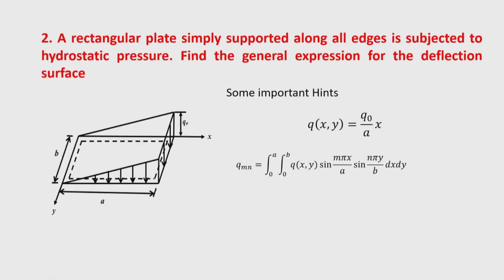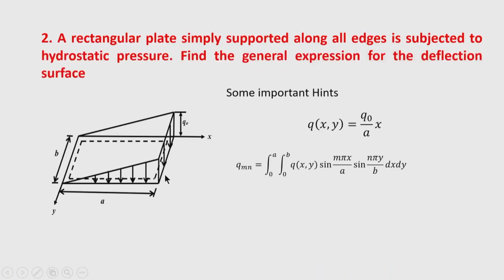Second question is a rectangular plate again, the length is a and side is b, and it is simply supported along the edges, but it is subjected to uniformly varying load. This type of load is hydrostatic pressure, and it is very common, especially when the plate is used to resist the earth pressure or the water pressure in a sluice gate used in flood control works.